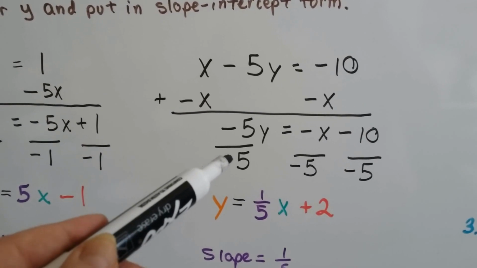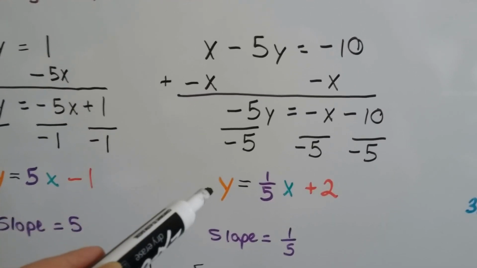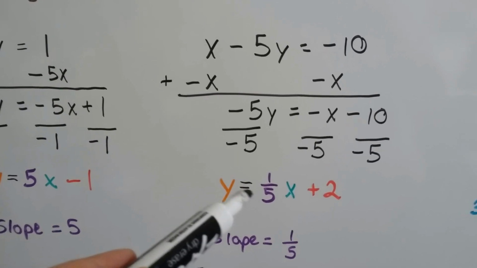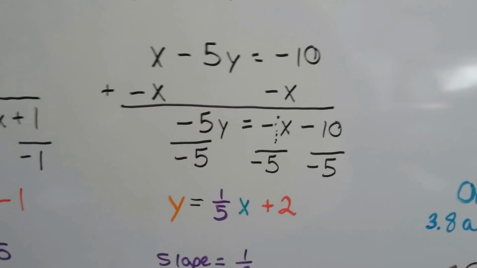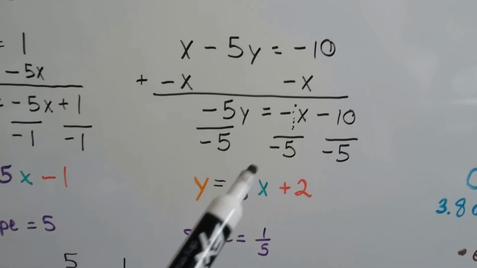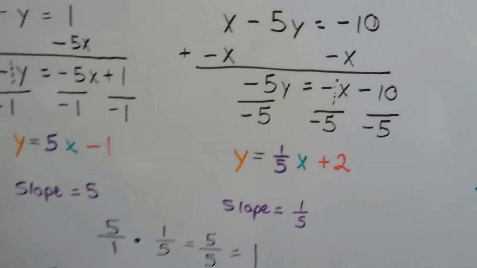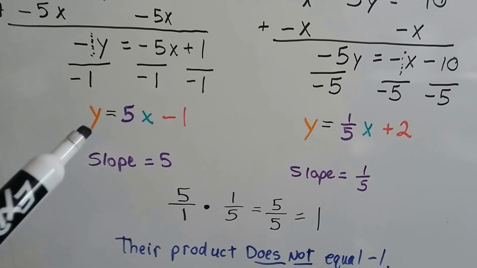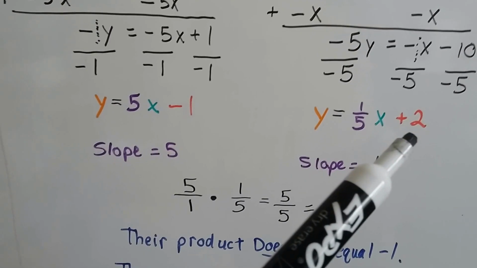We can divide each term by that -5 coefficient. That makes a positive 1y equals, now remember there's a 1 here. If there's no coefficient, there's really a 1. And that's going to help us to make a positive 1/5. See, because we have two negatives. And this is going to be a positive 2. So now our two equations are y equals 5x minus 1 and y equals 1/5 x plus 2.